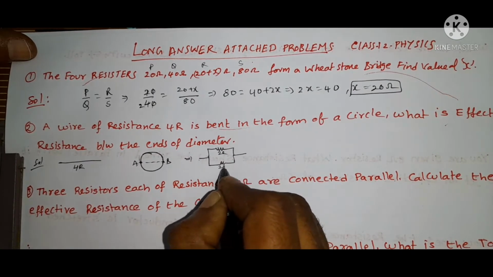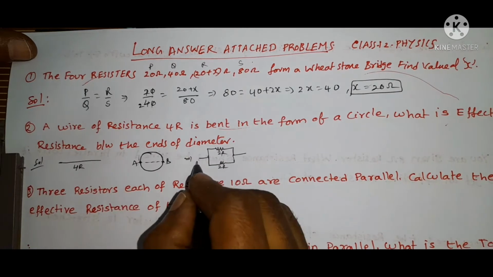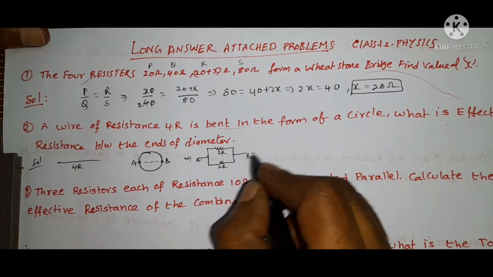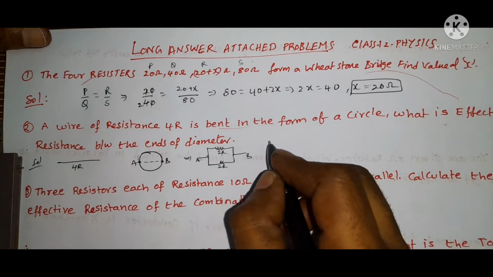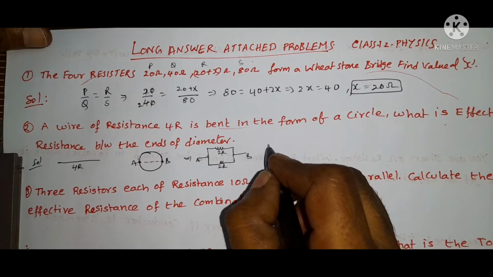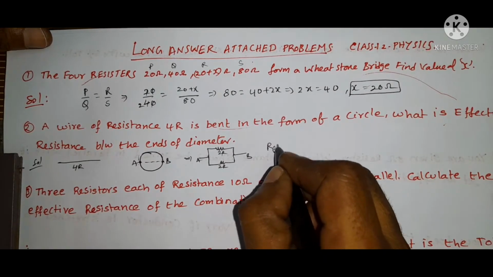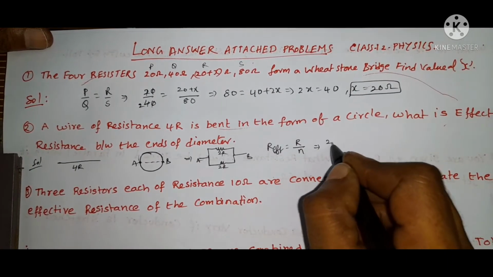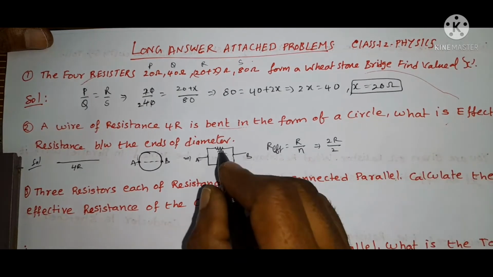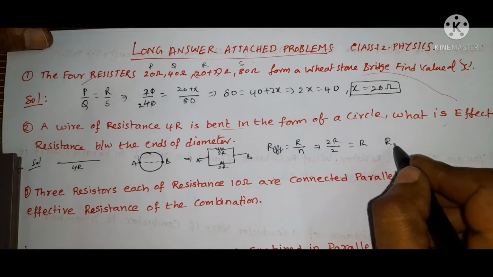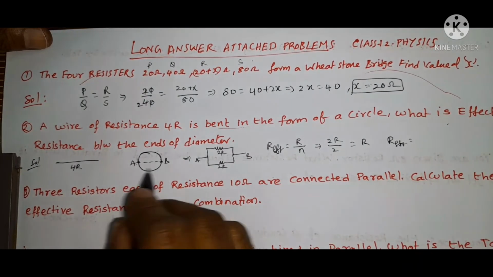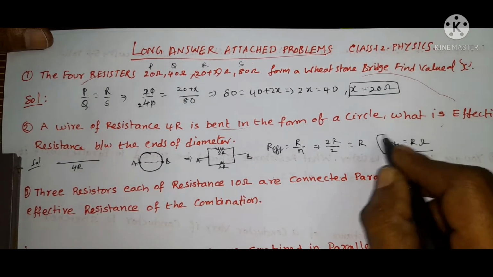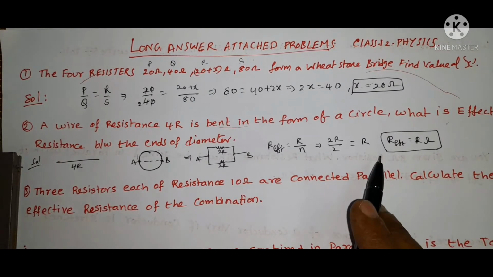2R, 2R. So this is the diameter AB. Now these two are in parallel. As we know, if they are connected in parallel with equal resistances, the formula is R by N. That is simply 2R by 2, N means 2. Simply R. So R effective, the resistance between the diameter of the circle, is nothing but R ohms. So this is the formula. Many times this problem is asked.